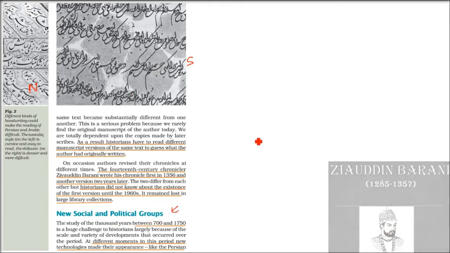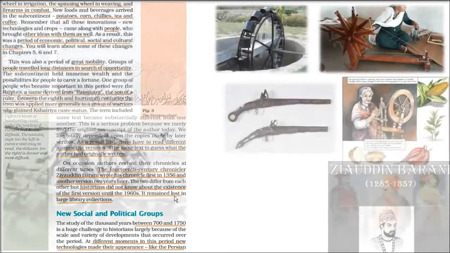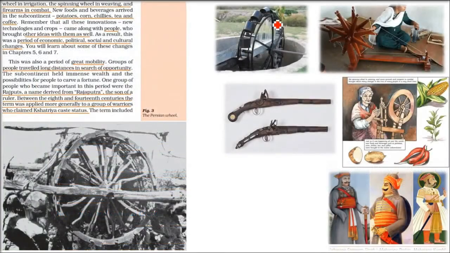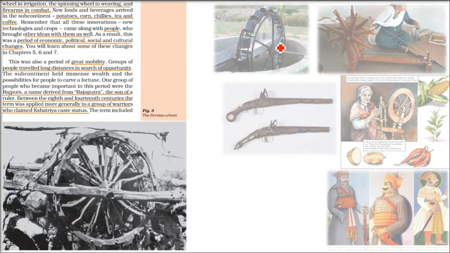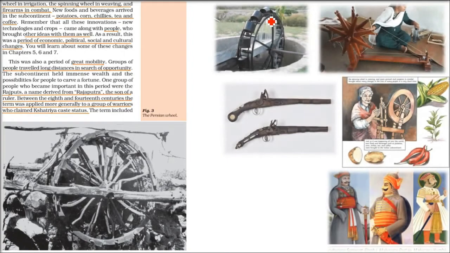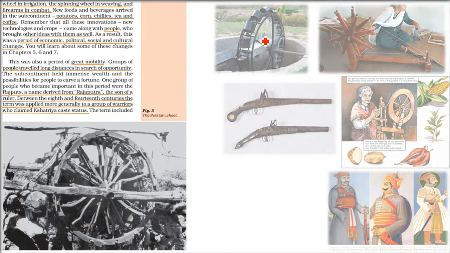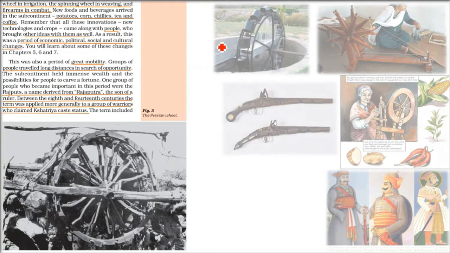Now new social and political groups, we are talking about 700 to 1750, this range, common era. Here various technologies and discoveries came into being. For example, the Persian wheel. The water comes out through the Persian wheel and is then sent for irrigation. So it's a very conventional but very effective way of irrigation.